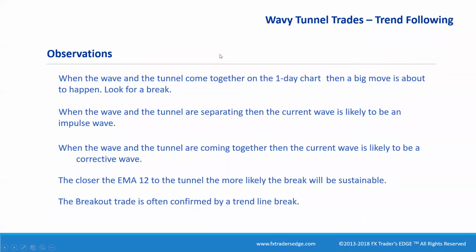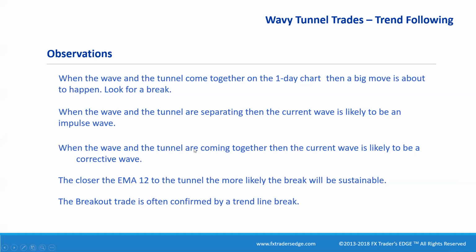Some observations. When the wave and the tunnel come together on the one-day chart, then a big move is about to happen. Look for a break. So that would be like the breakout 2 trade or the breakout 1 trade. And when the wave and the tunnel are separating, then the current wave is likely to be an impulse wave. So when you see the wave separating from the tunnel, that's when all of your wavy tunnel trades are going to kick in.